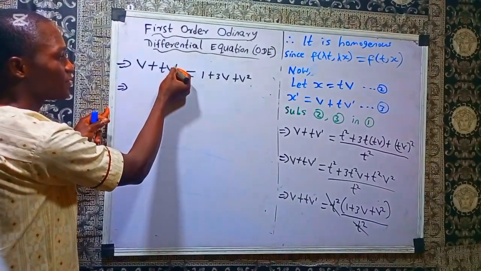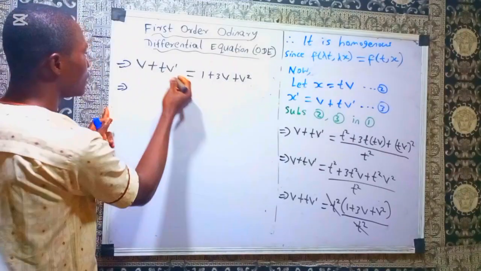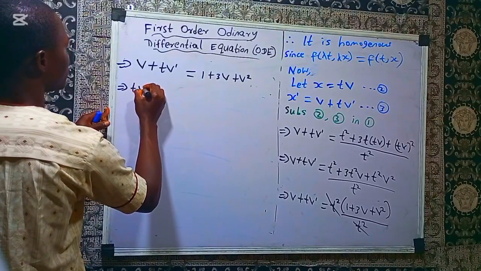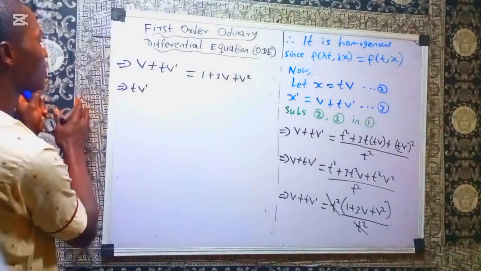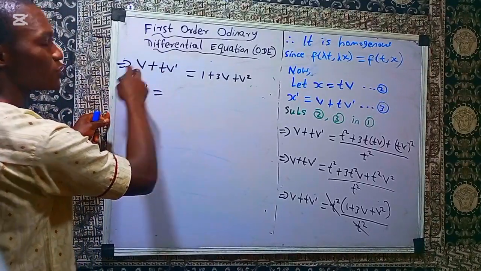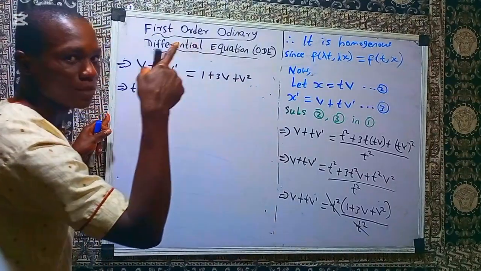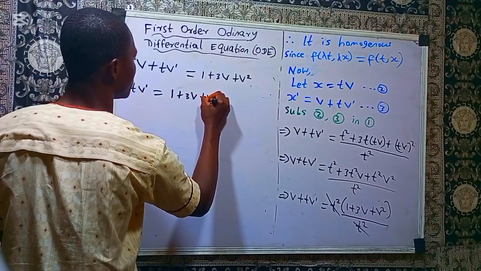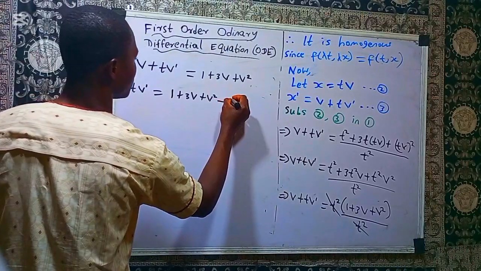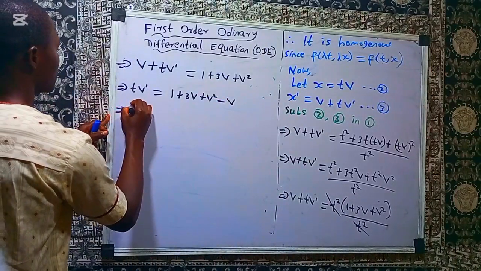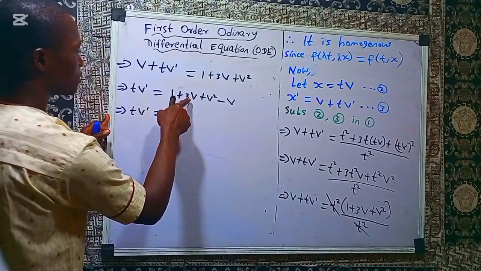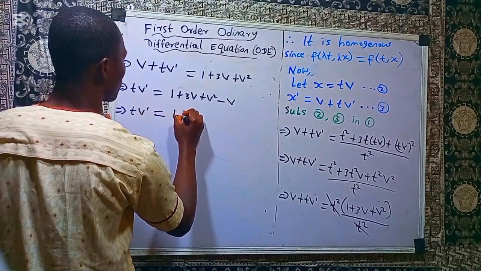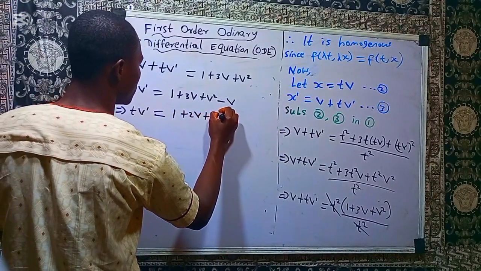You are going to make this, the one that has the derivative sign, this v prime, the subject of the formula. So I'll move this v to the right. I'll have tv prime at the left hand side, because I'll move this v to the right to change to negative. Let me first write what I have at the right hand side: 1 plus 3v plus v squared. If I move this v to the right, it changes to negative v. So this implies tv prime equals, subtract 3v minus v, what will I have? 2v. So I'll have 1 plus 2v plus v squared.